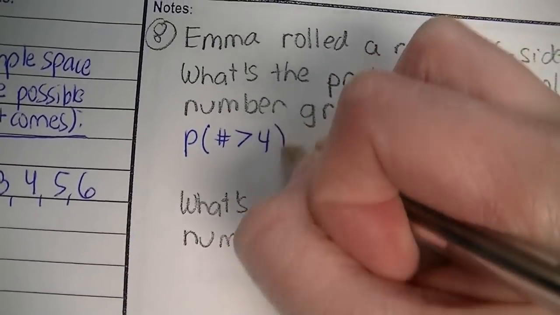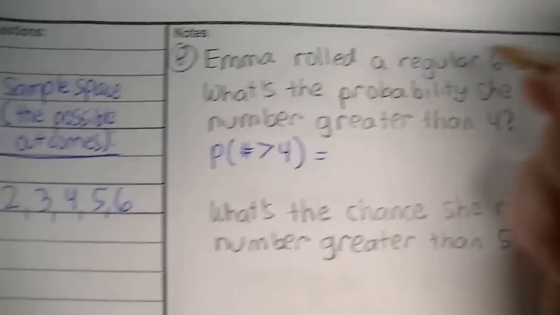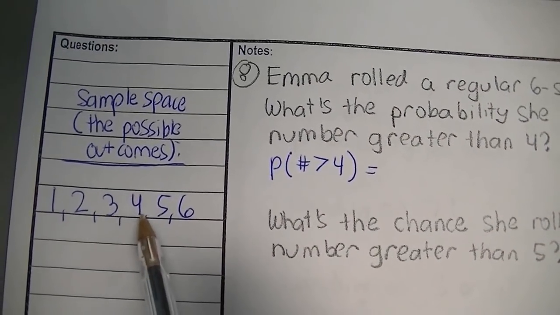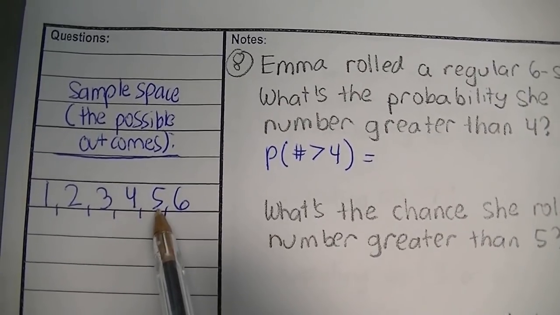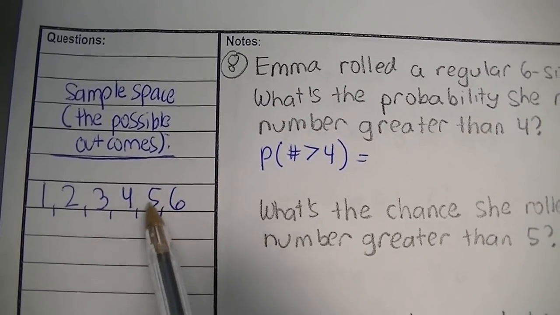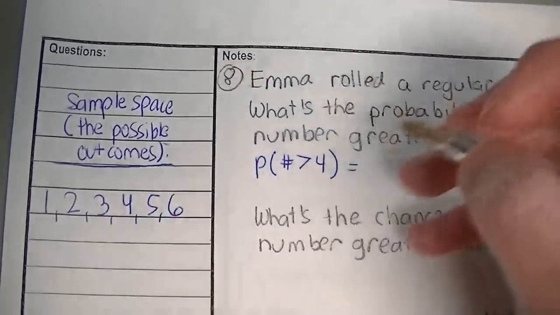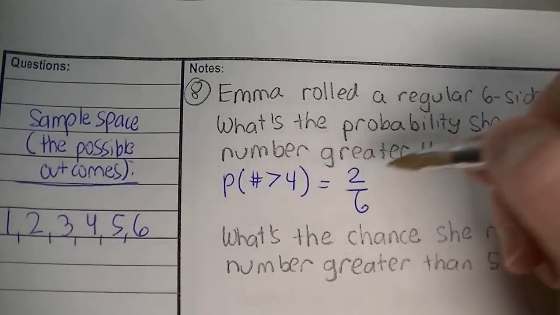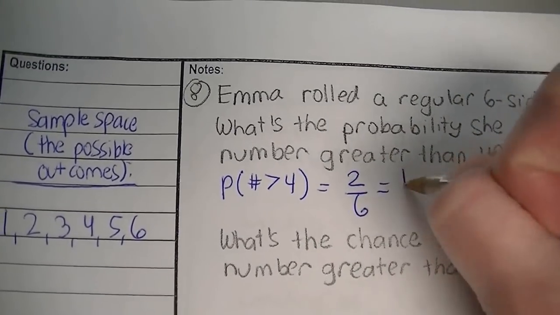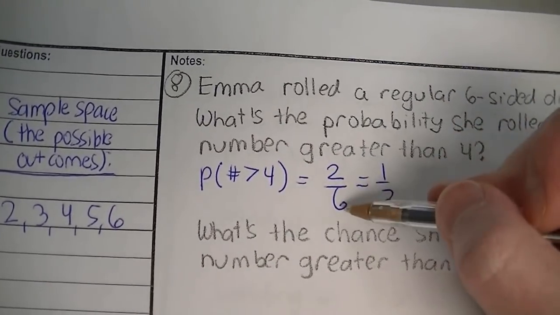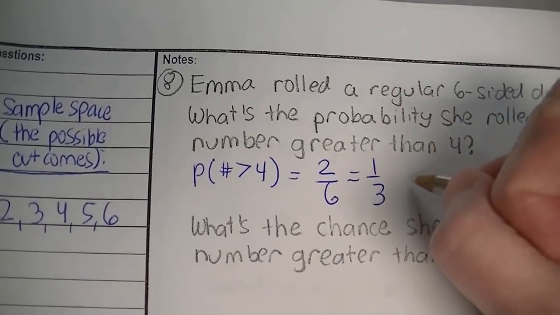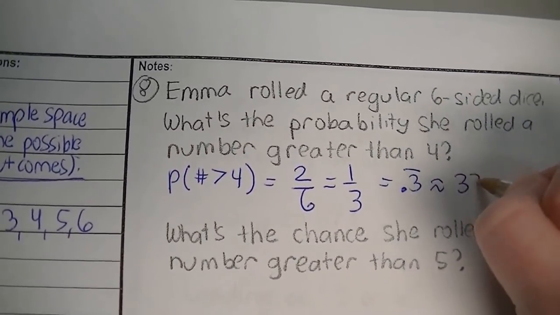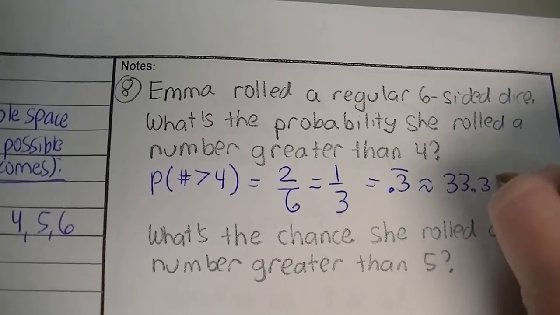Hey, look, inequalities are coming back. Okay, let's figure this out. Are you greater than 4? No. Are you? No. Are you? No. 4, are you greater than 4? No. 5, are you? Yep. 6, are you? Yep. So there are only 2 that are greater than 4 out of those 6 possibilities in the sample space. We can simplify that: 2 over 6 goes down to 1/3. The decimal equivalent, 2 divided by 6, or 1 divided by 3, is 0.3 repeating, approximately 33.3%.